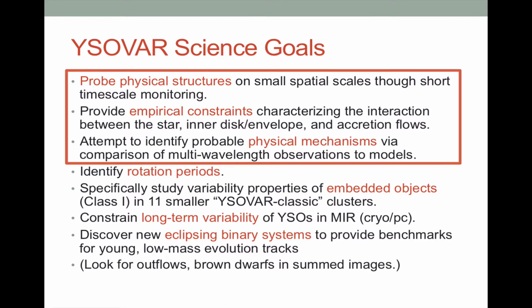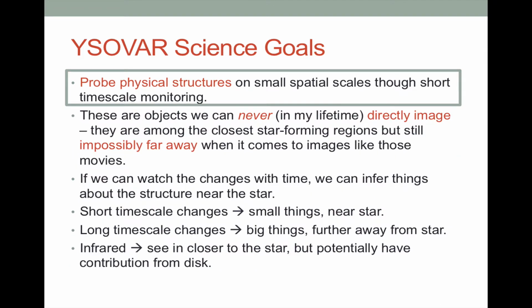So focusing on those as our three primary goals, let's look specifically at this first one because this is really the kicker. Because these are objects that we can never, at least in my lifetime, directly image. They're among the closest star-forming regions we know of, but still really insanely far away if you want to try to resolve the disk given current technology. So if we can watch the changes of these things with time, we can infer structure near the star, which is really the key.